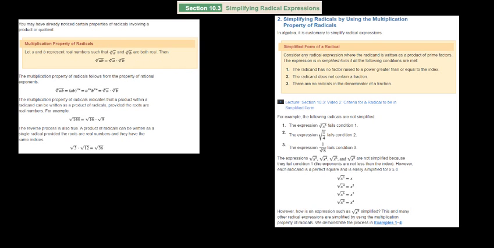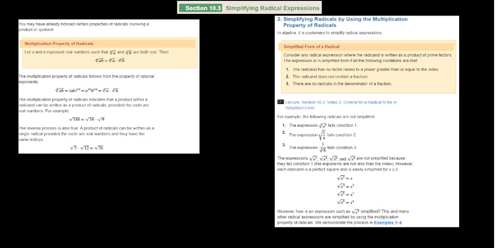The multiplication property of radicals follows from the property of rational exponents. The nth root of a times b is what we did last Wednesday. It is a times b raised to the 1 over n power, and then when we do that, we know that we can separate them apart and have the nth root of a times the nth root of b.